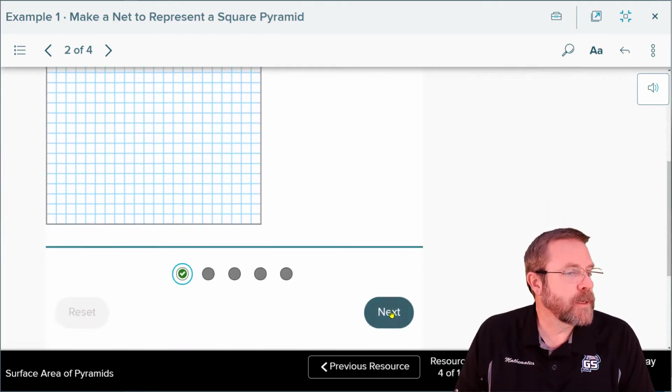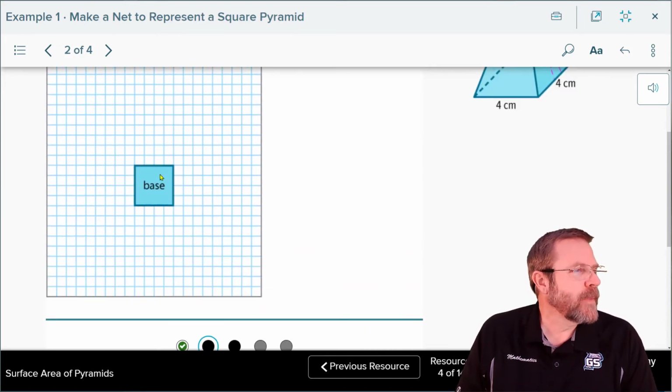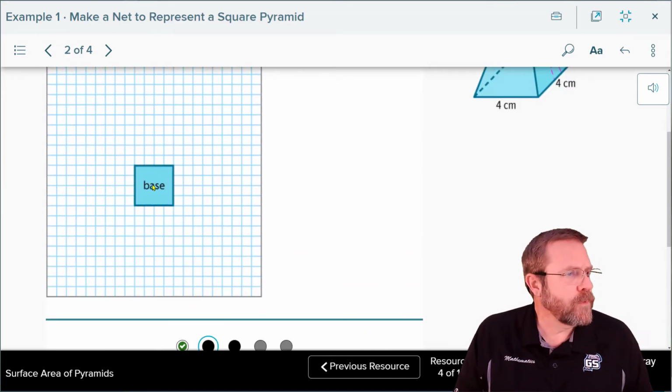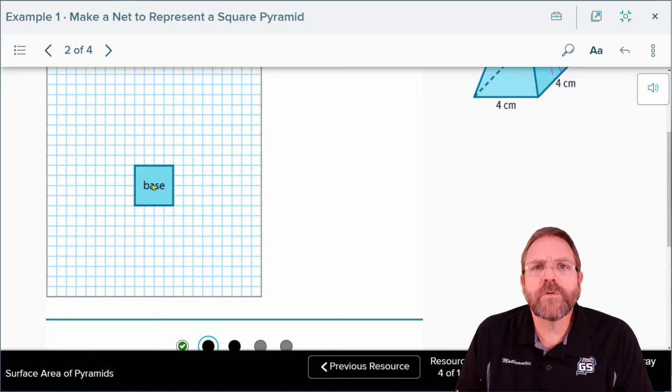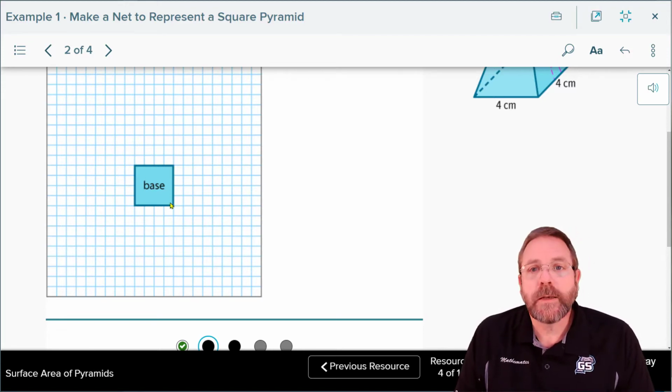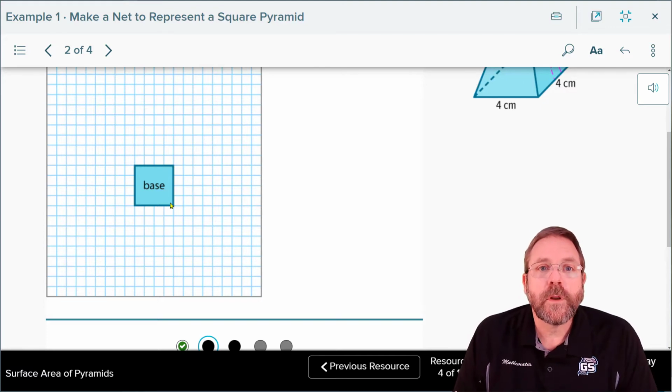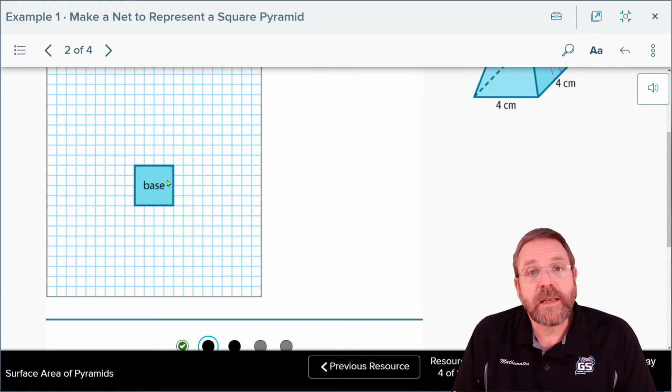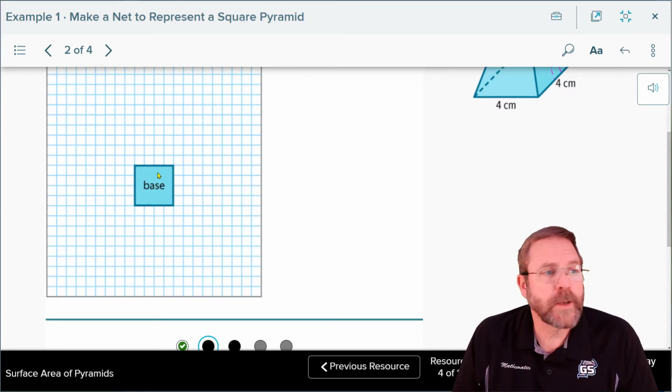That part checked. Next, they took and laid out that base, and you can see on their grid paper the base covers 4 square units or 4 units in each direction, making it 4 by 4 squared, also known as 16 square units combined, but we're not really worried about that at this point.